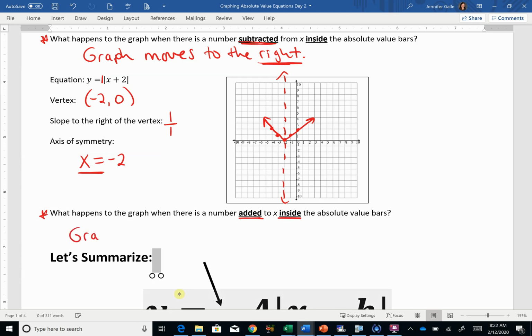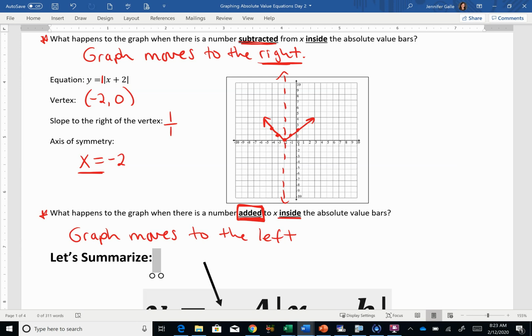The graph moves to the right, or excuse me, the left. The graph moves to the left. So it's kind of opposite of what you think it should be. When we see an addition sign, we think positive, and if we're thinking positive on a graph, we're thinking moving right. In the case of moving right, we actually subtracted inside the absolute value bars. So it's kind of the opposite of what you think it should be.